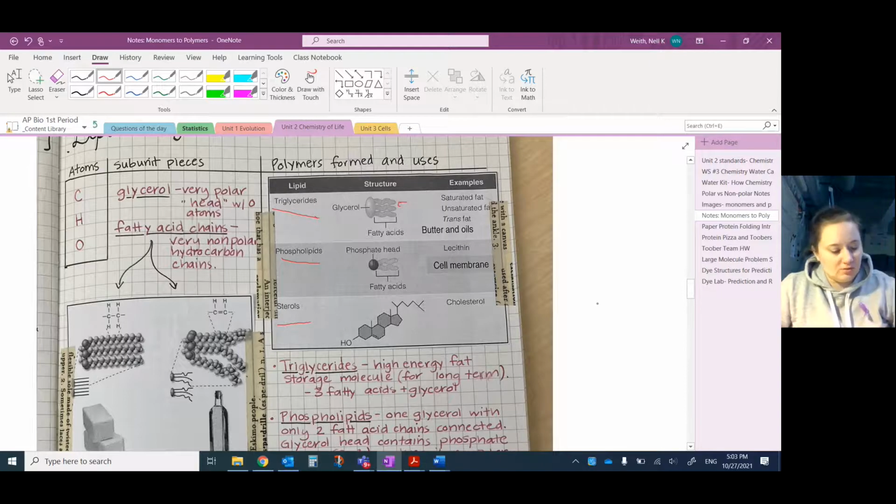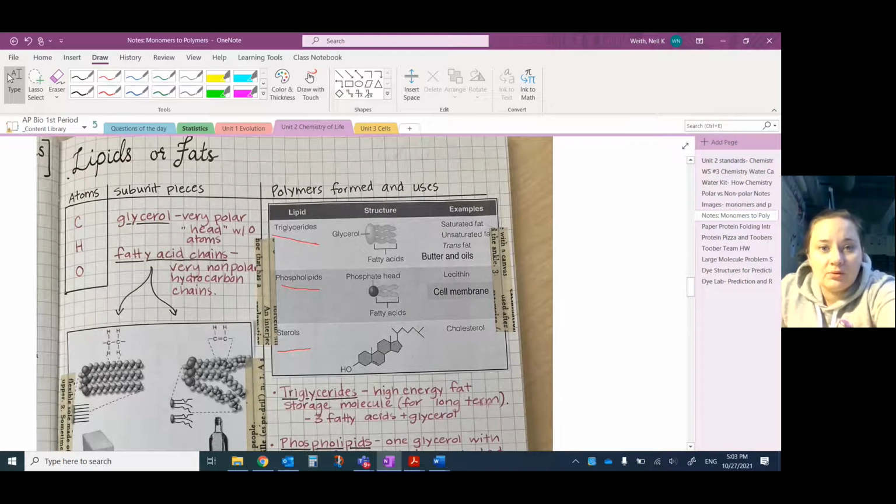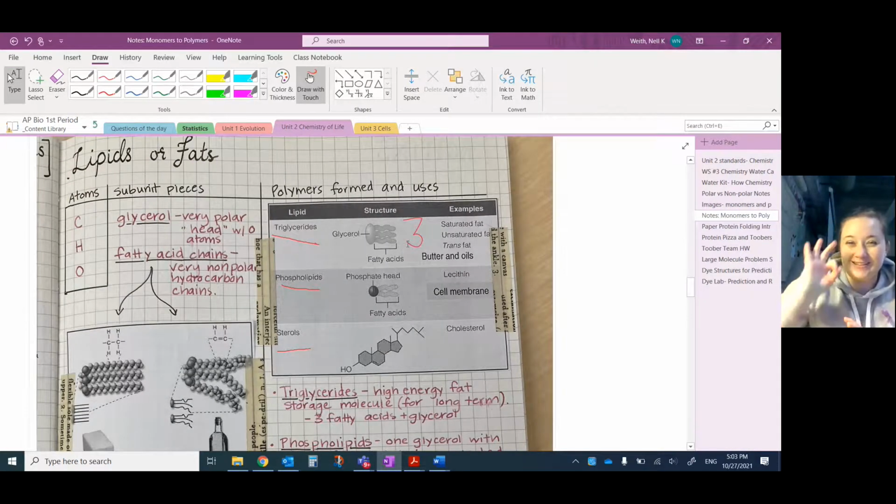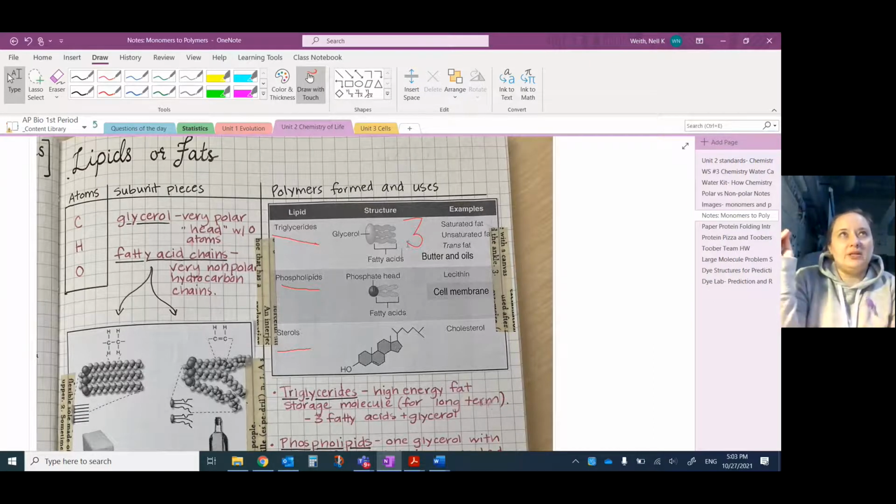I don't know why I'm trying to reinvent the wheel. Oh, I want to draw with touch. There. 3 fatty acid chains on the triglyceride. They can be saturated, unsaturated, trans fats. Trans fats are modified chemically to, basically, it is like an unsaturated fat, but we pack in more hydrogen to basically saturate it. Trans fats are not so great.